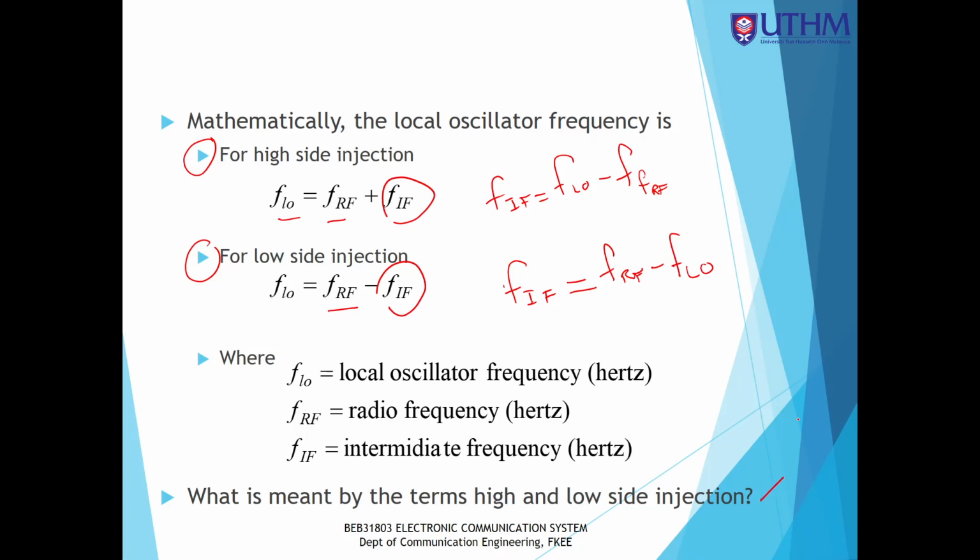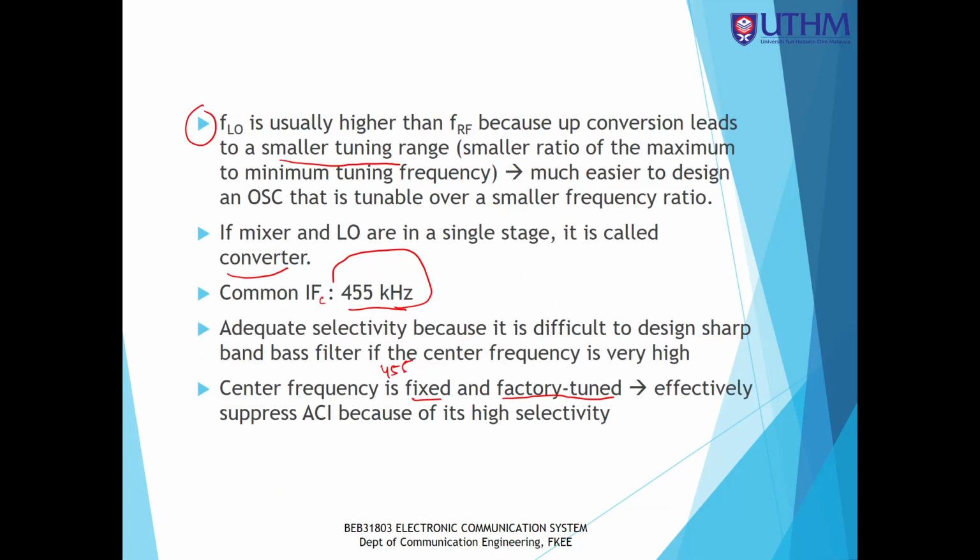I already answered this question in the notes. High side injection means the local oscillator is larger than the radio frequency, while low side injection means the local oscillator frequency is lower than the radio frequency. For your information, most of the time in practical cases, we use high side injection, as stated in this statement. This statement is referring to high side injection.